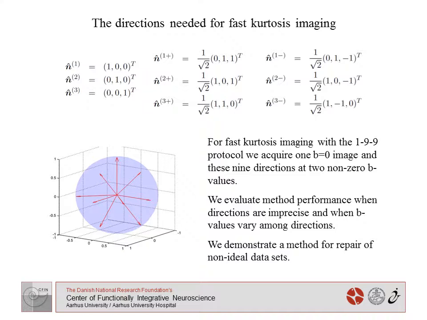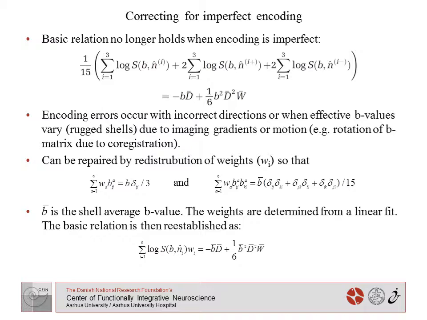So we perform simulations for grey matter and white matter, where we allow the directions to be imprecise, and we also allow the b-values to vary among the directions, and then we present a method to repair such imperfect acquisitions. If the encoding directions deviate from those prescribed by theory, or if the b-values vary among the directions, the data cannot be analyzed as shown here.